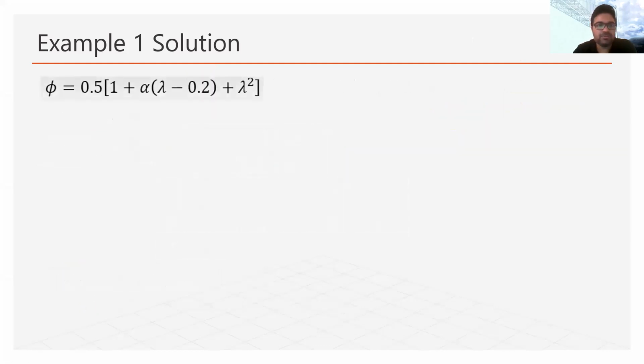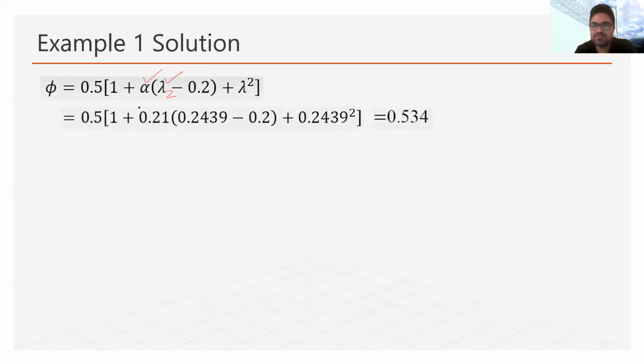Now we already calculated lambda about ZZ, and we found alpha. So after putting all the values, we can find out the value of phi, which is 0.534.